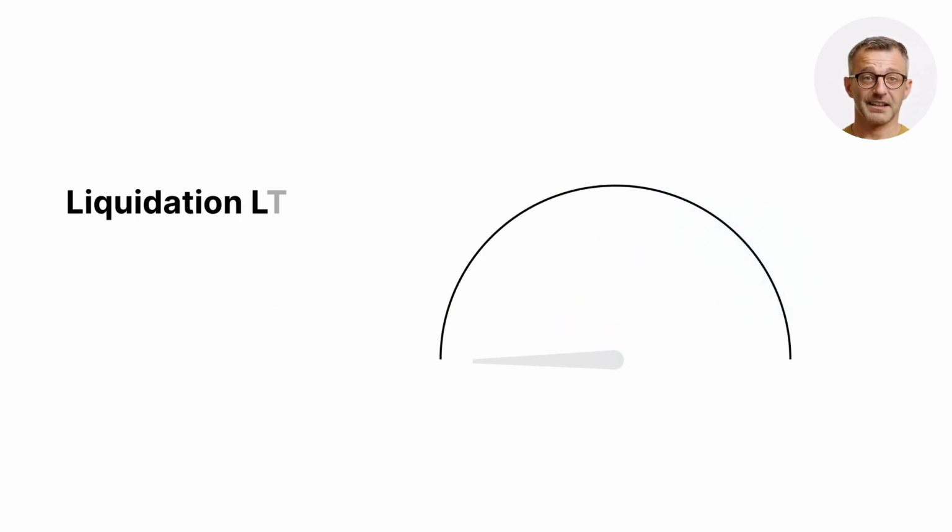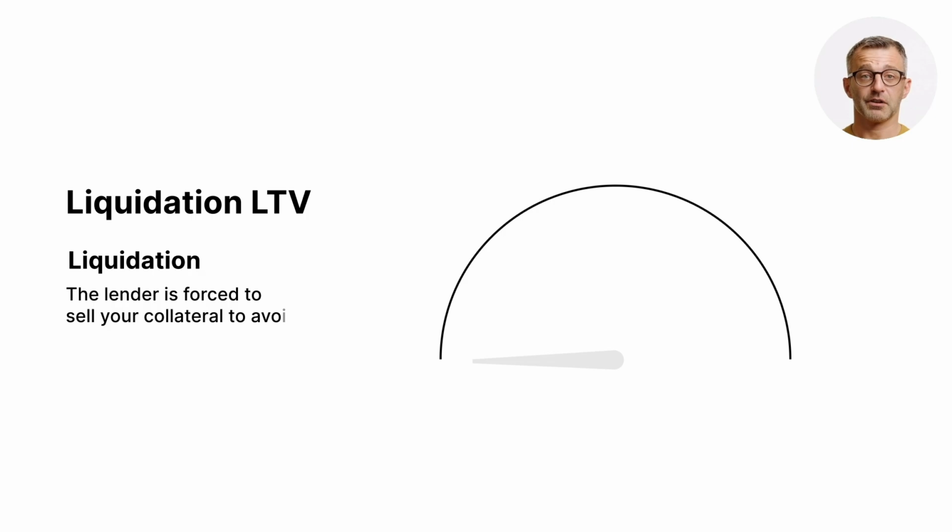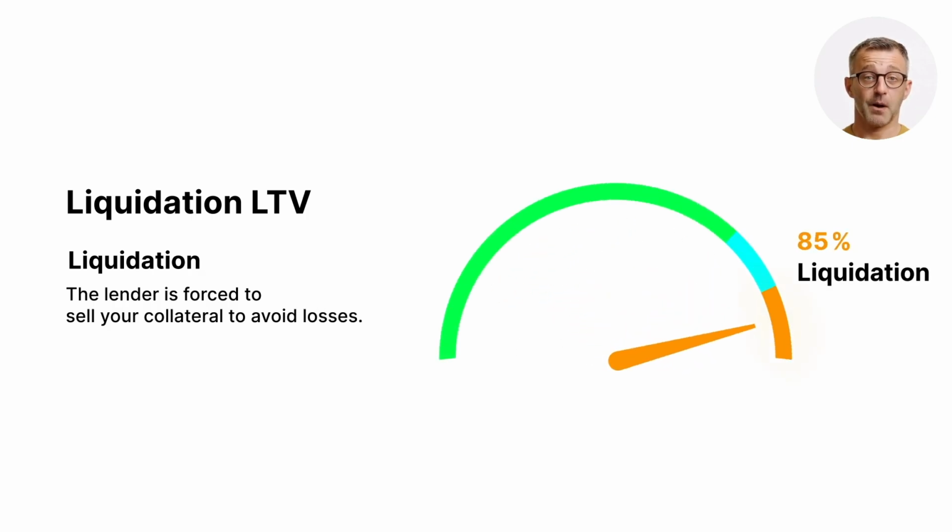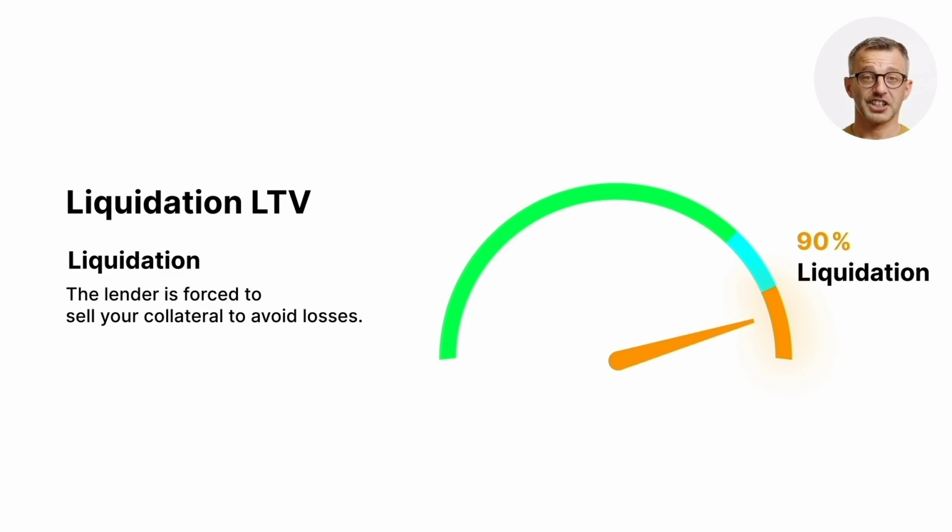Liquidation LTV: this is the ratio of the loan amount to the collateral value at which the platform sells your collateral to avoid losses. If after receiving a warning you do not take any action, do not increase the collateral or repay part of the loan, the platform may sell your collateral. Try not to allow this situation, and then you will not face any problems. Liquidation LTV values usually start at about 90%.